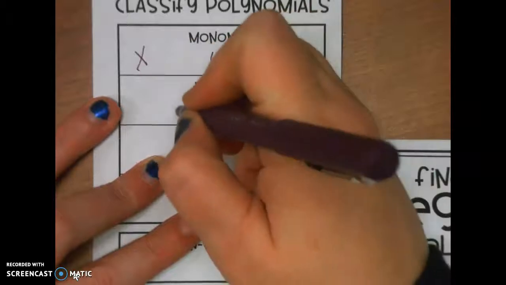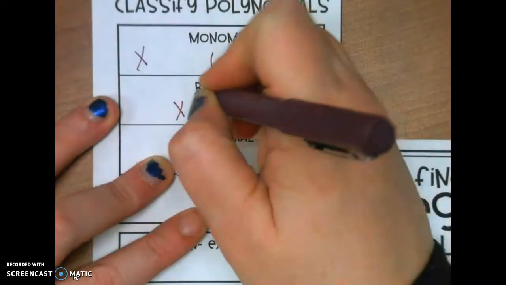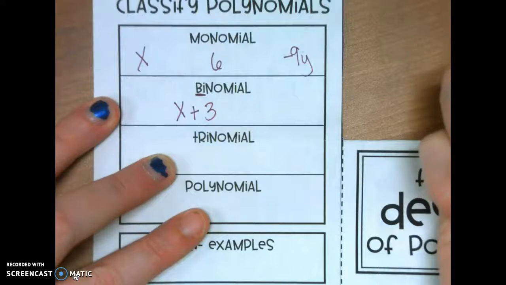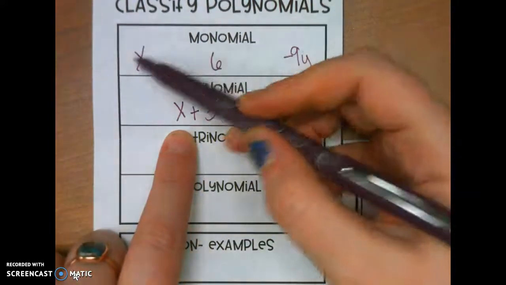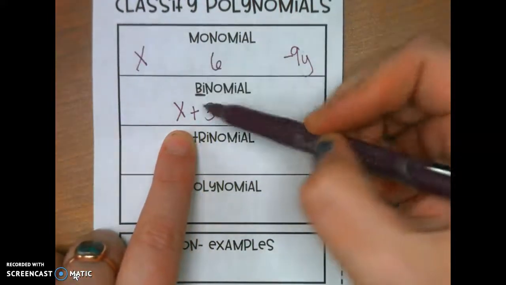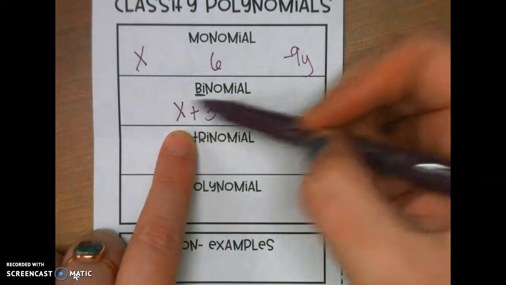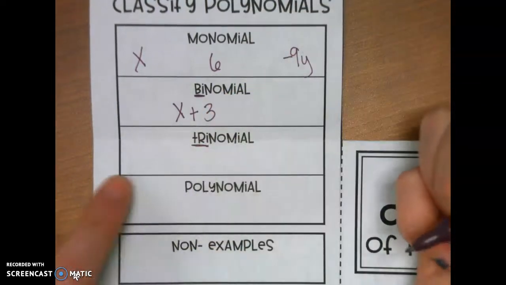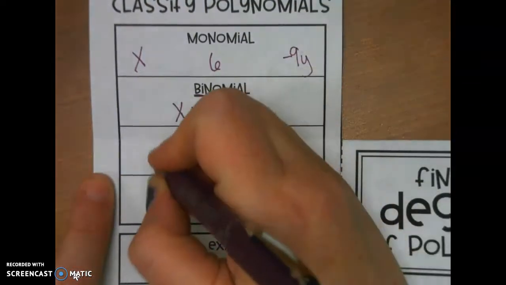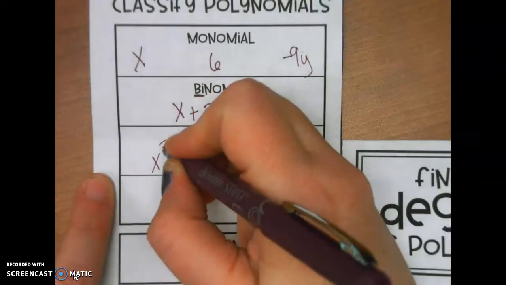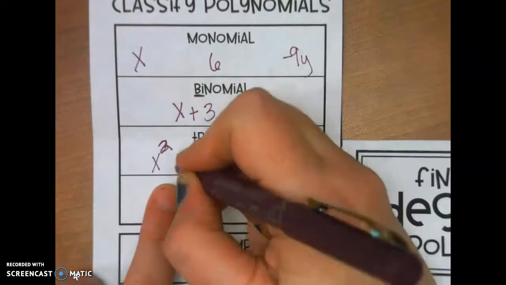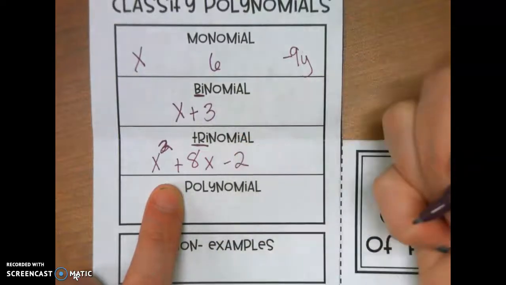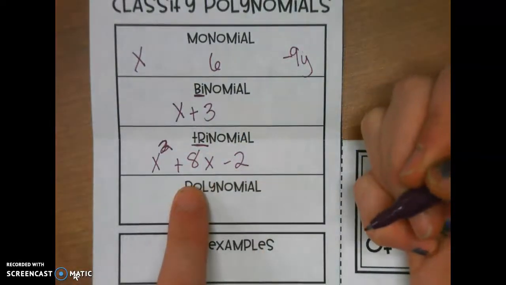Okay, a binomial, or bi means two, would be this. I have two terms. Are these like terms? No, I've got two of them. So guess what? A trinomial means 3. Oh, hello, x squared plus 8x minus 2. We're going to see a lot of these, okay?